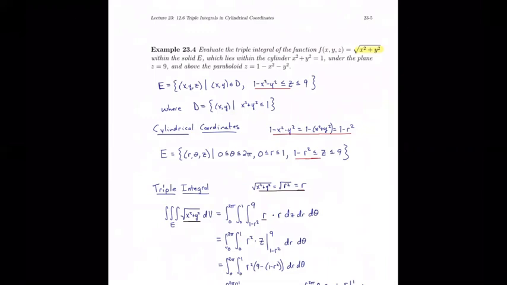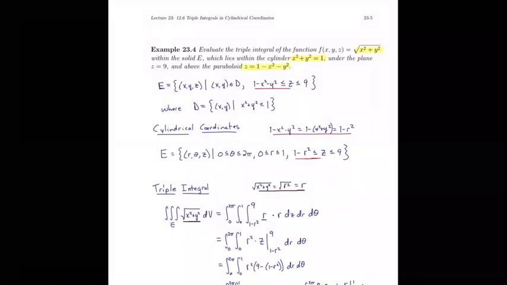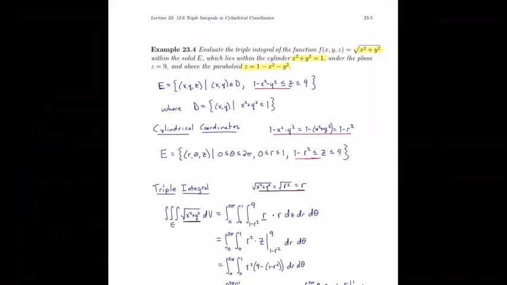This is integrated within the solid E, which lies within the cylinder x squared plus y squared equals 1, under the plane z equals 9, and above the paraboloid 1 minus x squared minus y squared. This looks perfect for cylindrical coordinates. We see lots of squared variables, particularly x squared plus y squared in a few different places. So that's nice.